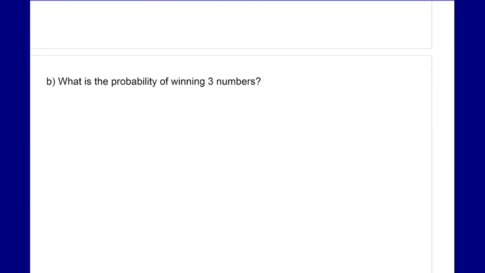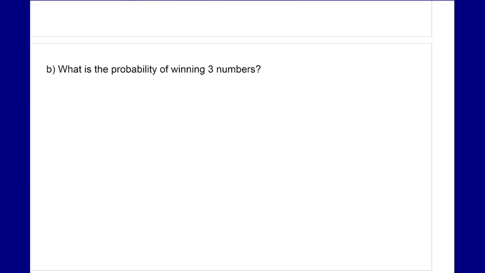What is the probability of winning 3 numbers? Well, very similar to what we did. Let's look at our success, which is a winning number, and our failure, which is our losing numbers. So I have 6 winning numbers, and I'm choosing 3 of them, multiplied by the 43 losing numbers, choosing 3 of them. And hopefully we can see that connection from that actual formula.